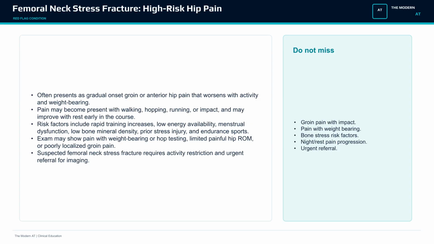Femoral neck stress fracture is one of the major do-not-miss conditions in this region. It often presents as gradual groin or anterior hip pain that worsens with running, impact, hopping, or weight-bearing. Early on, pain may improve with rest, but as it progresses, it may appear with walking or even at rest. Risk factors include rapid training increases, low energy availability, menstrual dysfunction, low bone mineral density, prior stress injury, and endurance sport participation. If you suspect this condition, stop impact activity and refer urgently for medical evaluation and imaging.